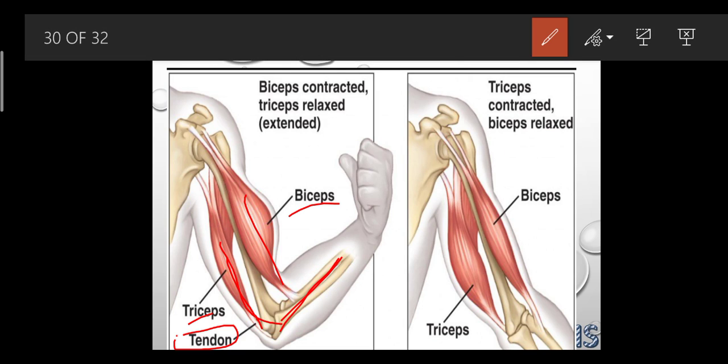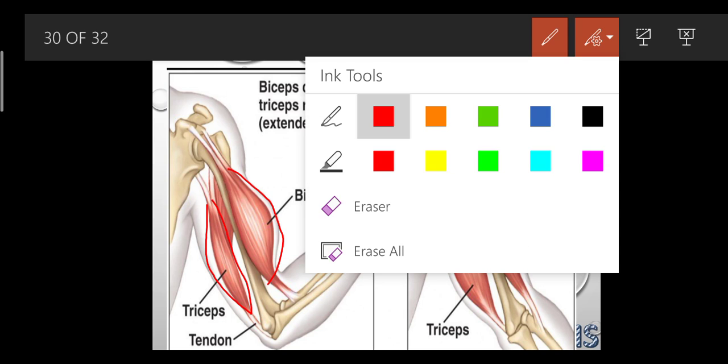Biceps and triceps are called the antagonistic muscles. If I ask you a question, who has more muscle, biceps or triceps? We can see from the diagram that biceps is larger than the triceps, so biceps should be greater. But is it? This is false.